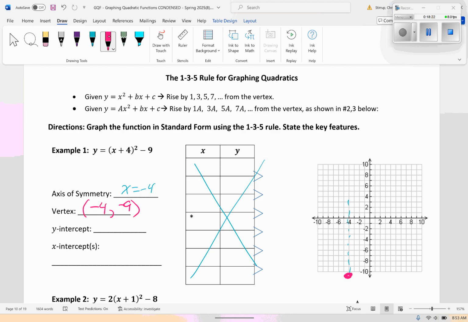So let's just change this over. I'll go to the other screen on that.